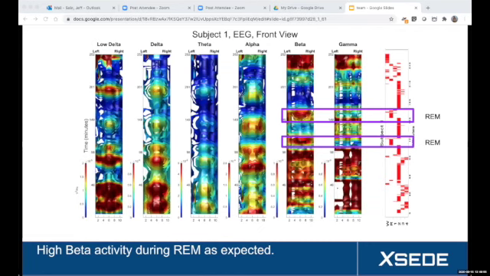This is a visualization of subject 1, EEG, viewed from the front of the brain. And one thing to observe is the high beta activity during REM, which might be expected since we are dreaming during REM and our higher cognitive functions are especially active.